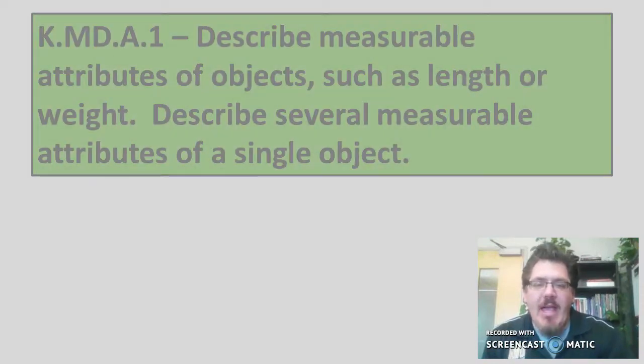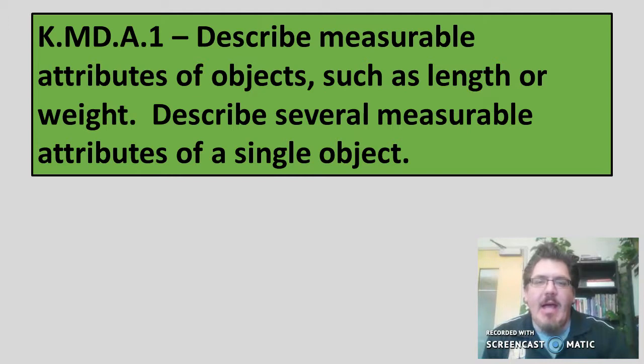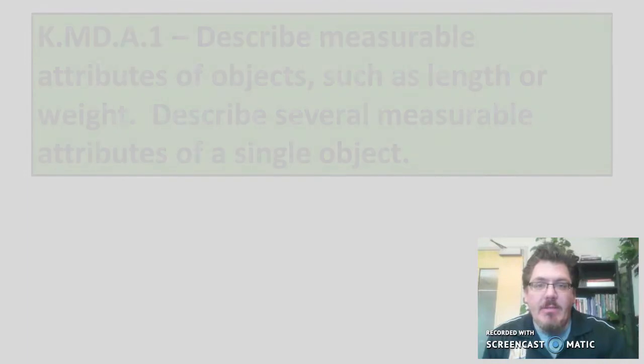This video series is designed for parents and teachers who are looking to better understand the Common Core and are looking to find ways to support kids in their development of math skills. This video addresses the first of the measurement and data standards, standard K.MD.A.1. The standard states that students should be able to describe measurable attributes of objects. Let's chat a bit about what this standard means.